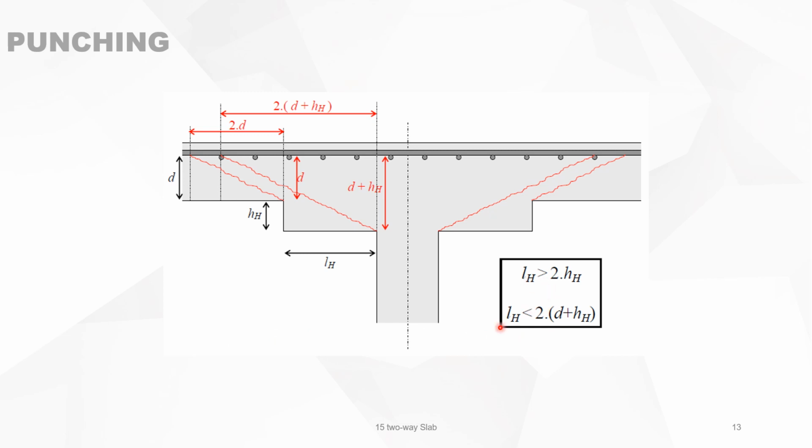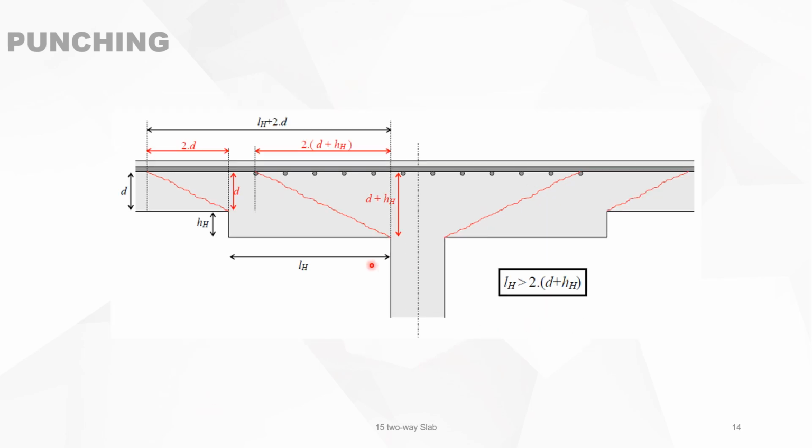When LH is bigger than 2 times H and LH is smaller than 2 times d plus H, the sum of those two, then you will again see 2 punching cones, where the horizontal distance is 2d and the vertical is d. Here the horizontal distance is 2 times d plus h and the vertical is d plus h. Again, this is the same, but now the punching shear cones are separated from each other.